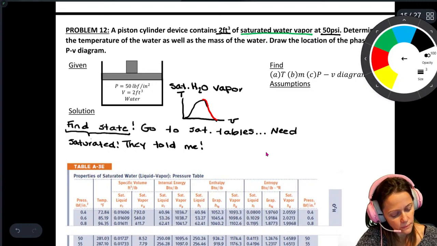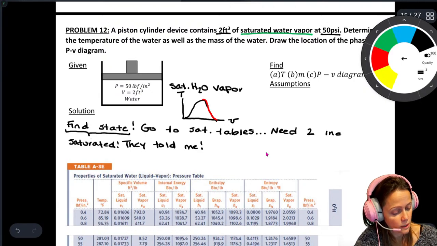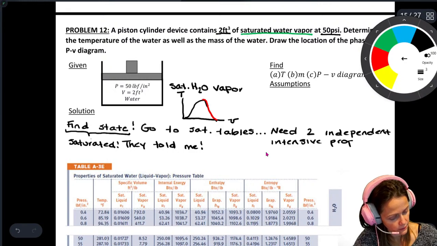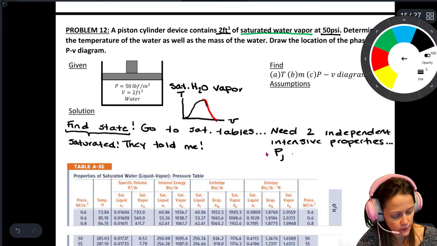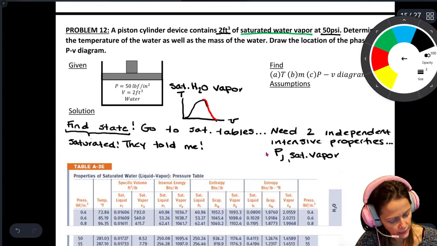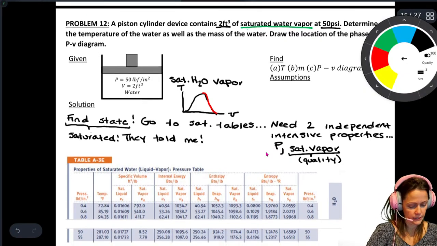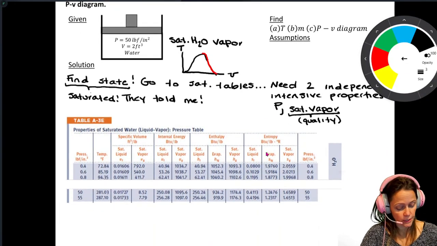All right. But I do need two independent intensive properties. In this case, I've got my pressure, and then I've also got the fact that it's a saturated vapor. And as we'll talk about, and I think we'll get to this today, what this really refers to is an intensive property called quality. All right, so I know it's saturated and I've got the pressure.